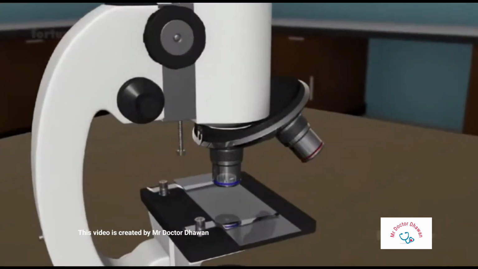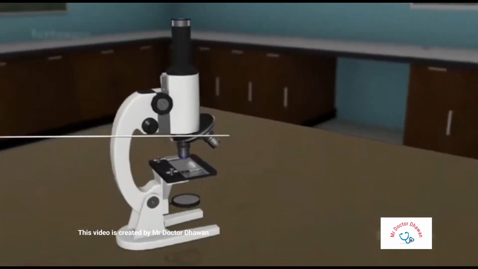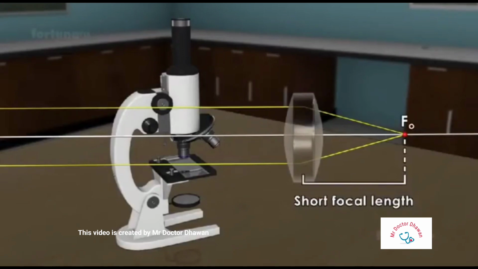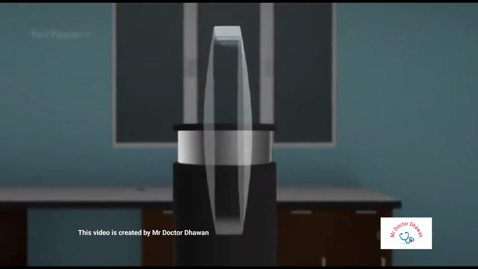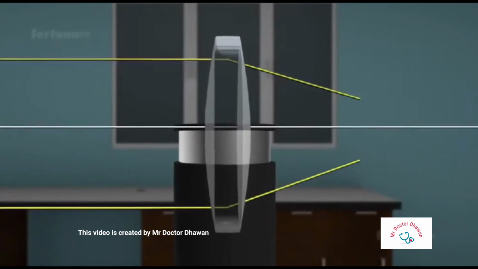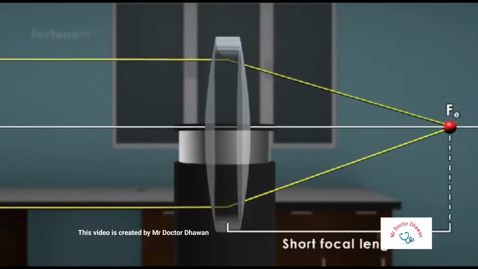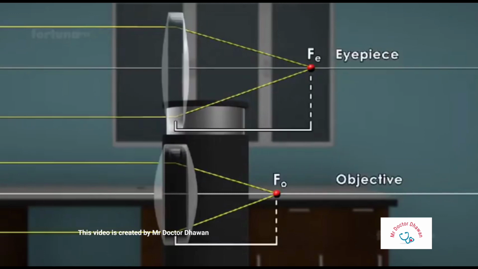The lens closer to the object is the objective and has a short focal length, FO, usually below 1 centimeter. The lens nearer the eye is the eyepiece. Although the eyepiece also has a short focal length, FE, it is still greater than the focal length of the objective.